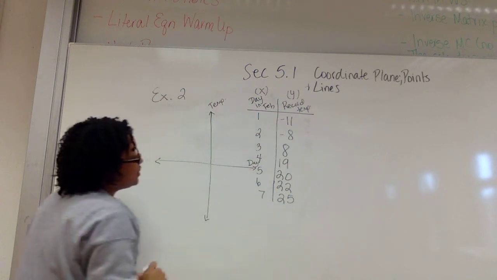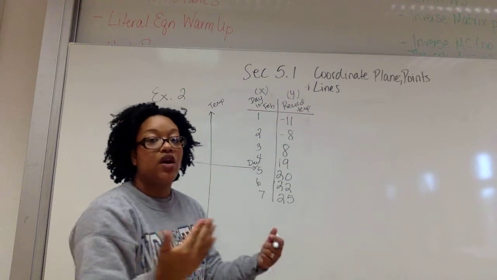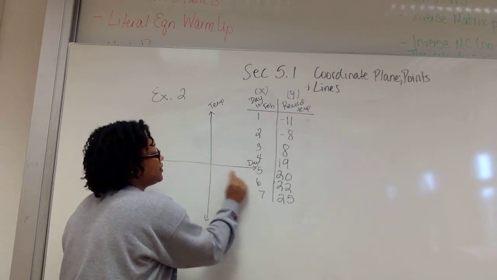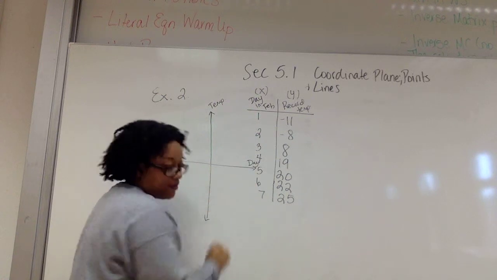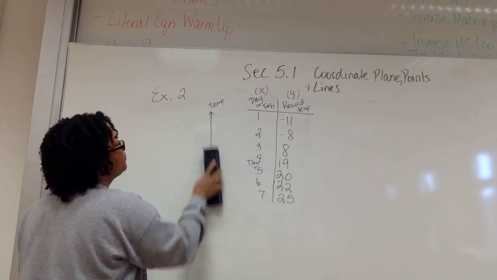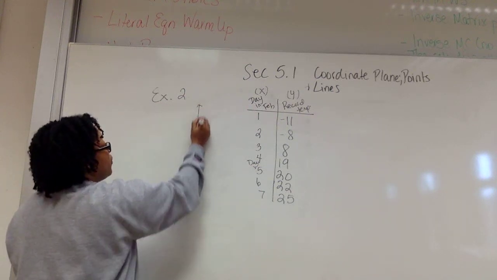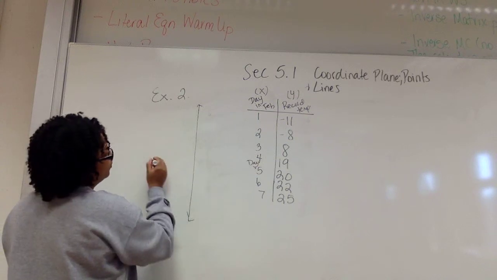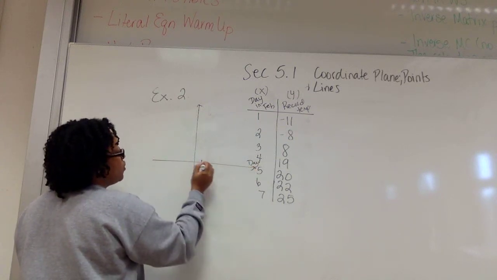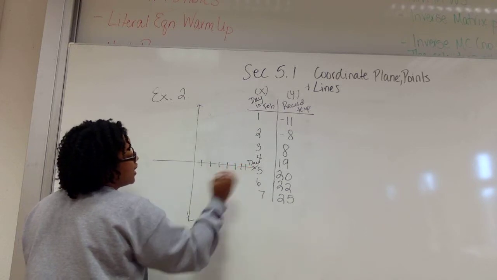Now, let's use some common sense. Days are positive numbers. So we are working with this side of my axis. As a matter of fact, I'm going to have to make this a little bigger, see how far I can go over here. Because I've got 7 days that I'm going to have to graph. I need a little more room. So day 1, day 2, 3, 4, 5, 6, 7.